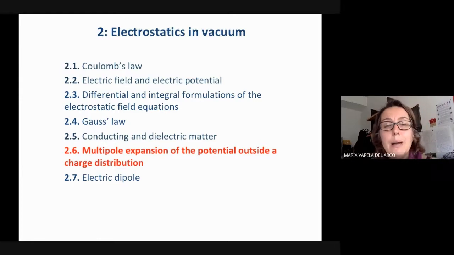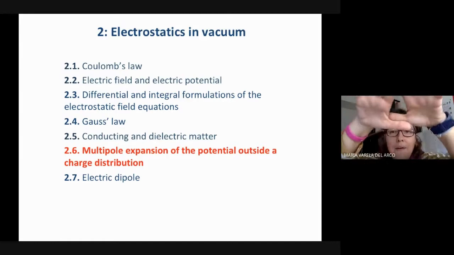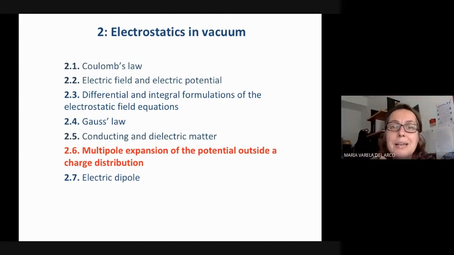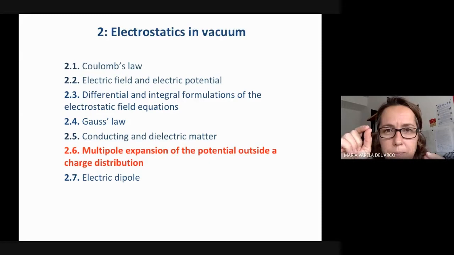Basically, what we will do is approximate the potential, and this I'm going to anticipate, of some distribution of charge that has a shape, in other words, has a finite volume, it's not punctual, just as a series which is made of a number of terms. Each one of them tries to capture something about the physics or the shape of the distribution of charge.